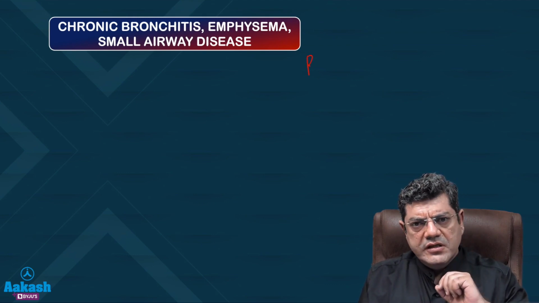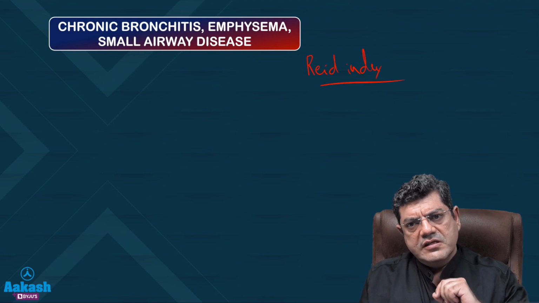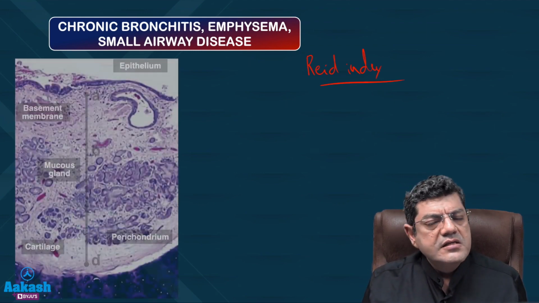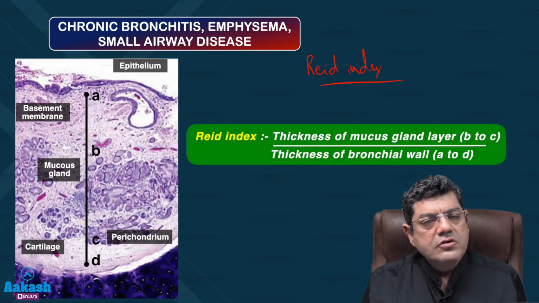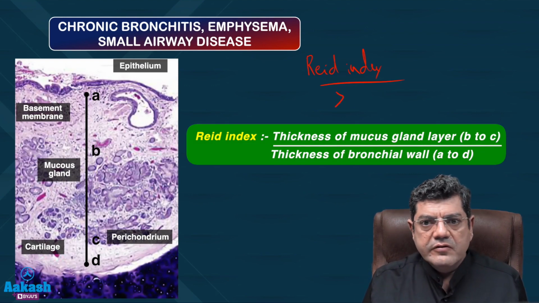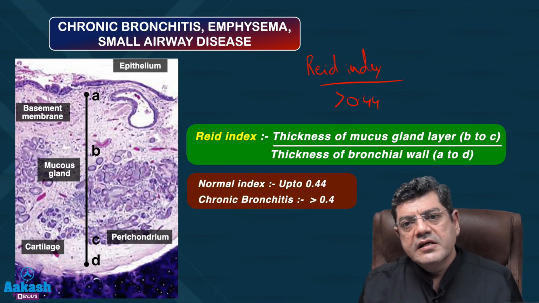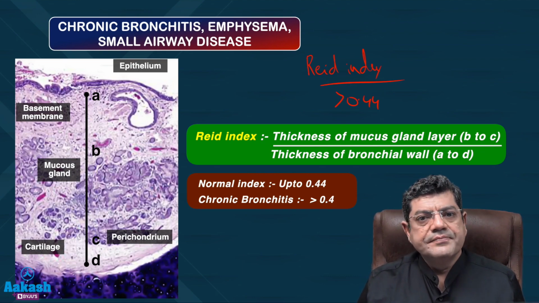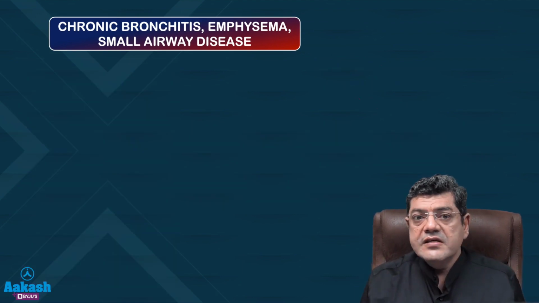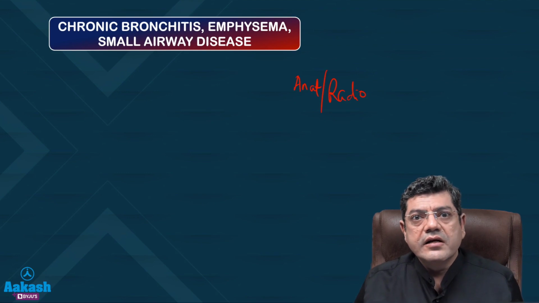Another important thing, they asked a question on this in one of the recent INI-CETs, is the Reid index. So, a ratio of thickness of the mucus gland layer to the total thickness of the airway wall, if this is more than 0.44, that means your patient has chronic bronchitis. Okay, side issue. Emphysema is an anatomical or a radiological diagnosis. It's not a clinical diagnosis.